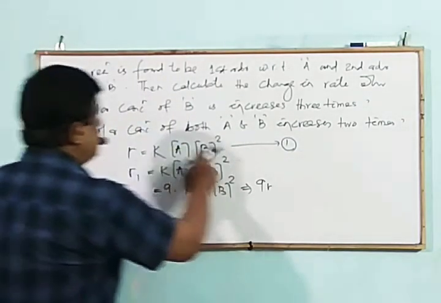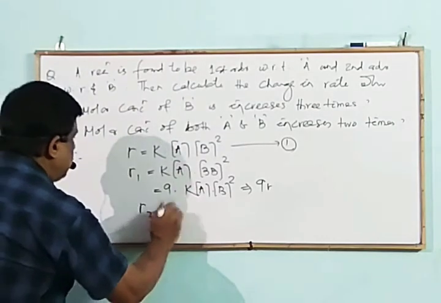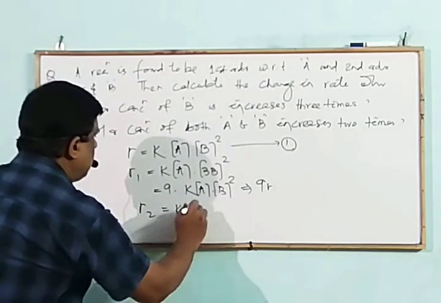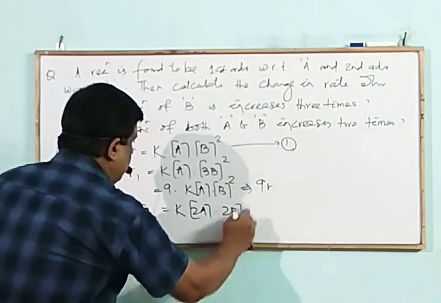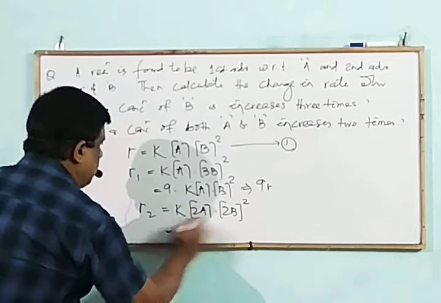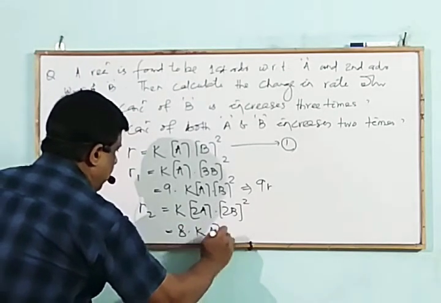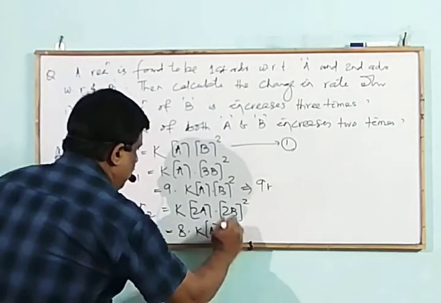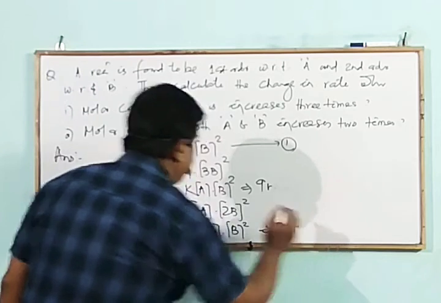Move to the second bit. If the molar concentration of both A and B increases 2 times, then the new rate R2 is equal to K into 2A into 2B to the power 2, which is 2 to the power 4, that is 8, into K A B to the power 2. That indicates 8R.